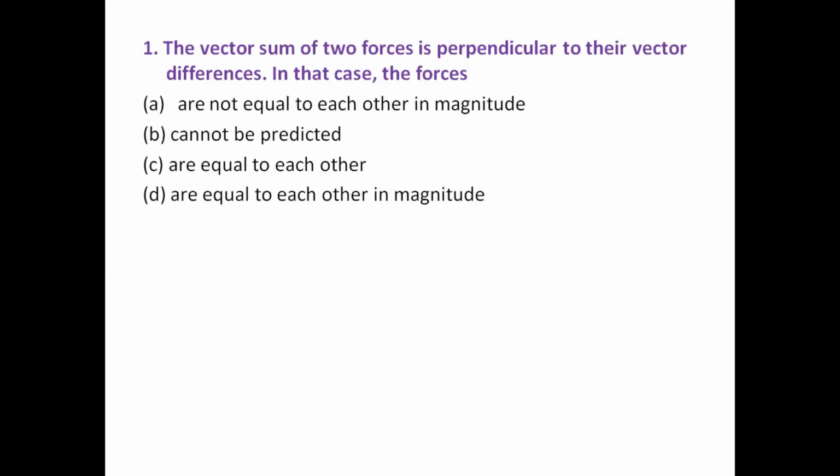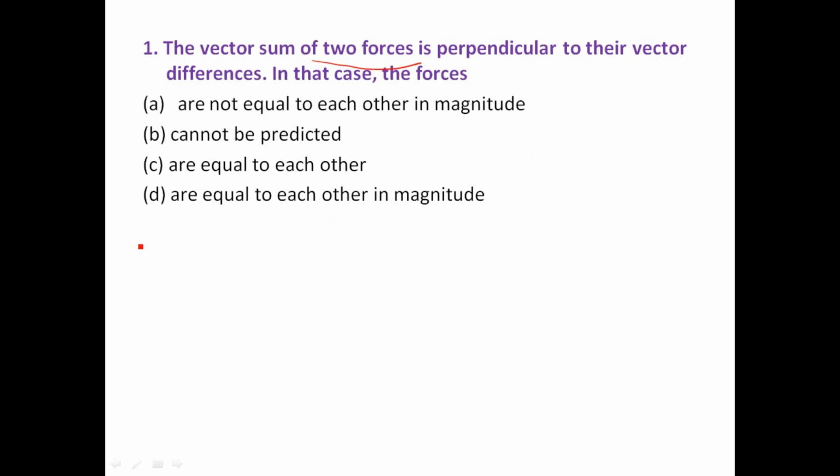A vector sum of two forces is perpendicular to their vector differences. In that case, the forces, so we have four options and we have to choose the correct option from the given four. Let us look back into the question. It says the vector sum of two forces. So we have to consider two forces as vectors.